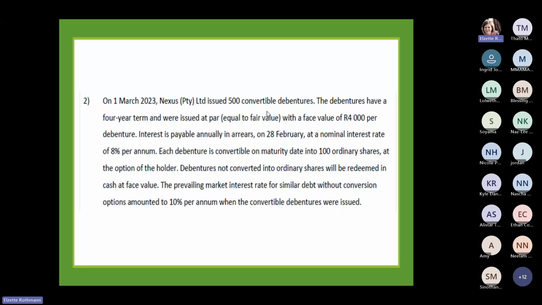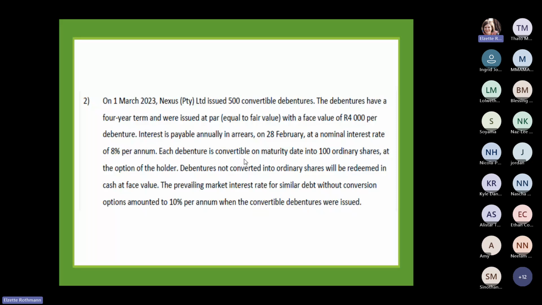And if that's the case, so if they tell you each debenture is automatically convertible, then your future value in your calculation will be 0. Because then there's nothing left. Everything is converted. Or then if they tell you, like they do here, it's convertible at the option of the holder, then you will have a future value.